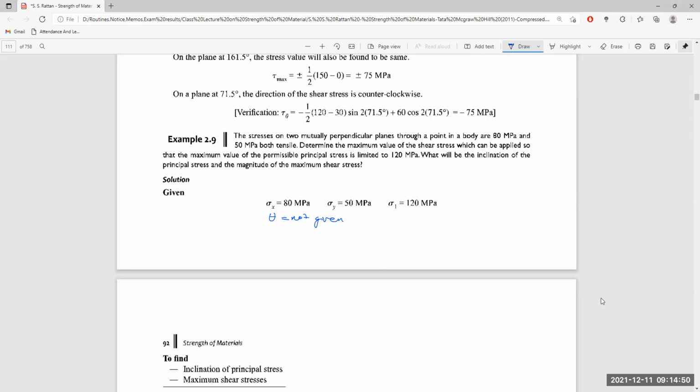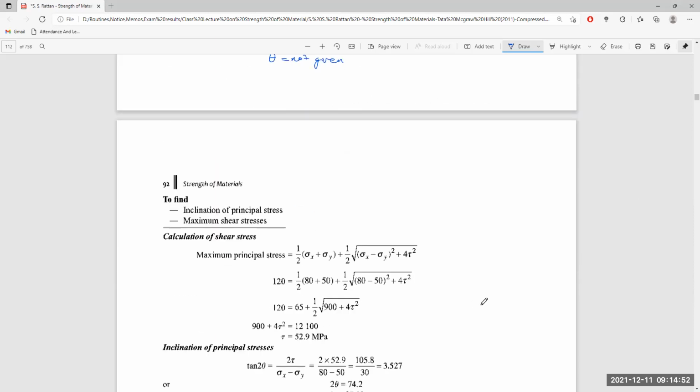Let us use the principal stress equation. With the maximum tensile stress, the formula is half of (sigma x plus sigma y) plus the square root of half of (sigma x minus sigma y) whole square plus 4 tau square. Now put the values of sigma x and sigma y, and tau. But what we don't know is the value of tau here.